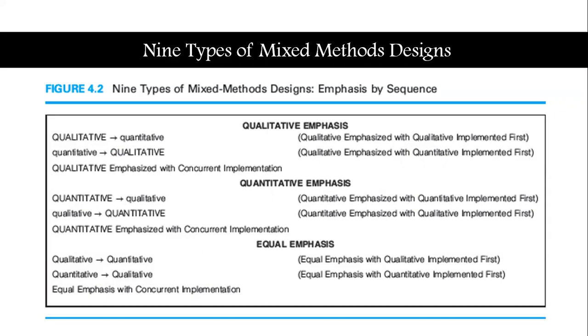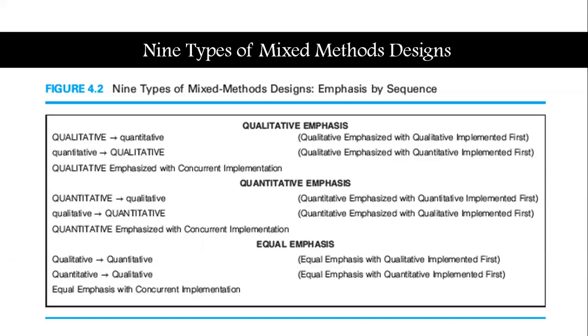And then moving down here where it says quantitative emphasis, in the first notation there, you see that quantitative is in caps. So that means that quantitative methods were emphasized overall in the study. Quantitative methods were emphasized and they came first in the design. Okay, so that's what that first notation is saying. Quantitative methods are dominant because it's in all caps, and they were implemented first in the design.